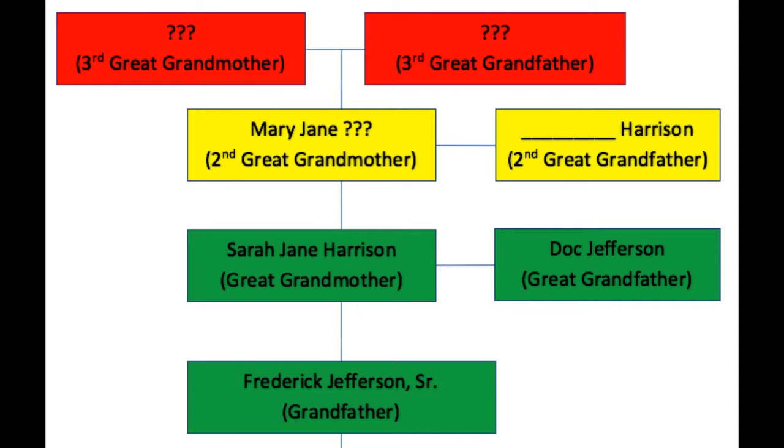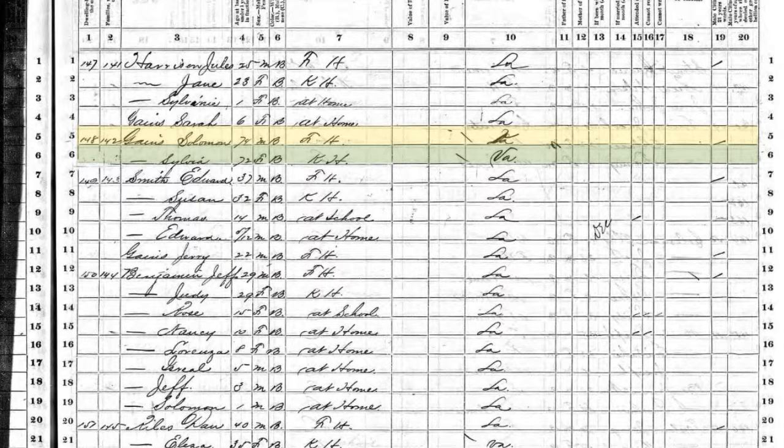I already knew through various family members that my great-great-grandmother's name was Mary Jane Harrison, but I didn't know what her maiden name was or her parents' names, and I didn't know what her husband's name was. So in order to fill in the gaps, I went to the 1870 census.